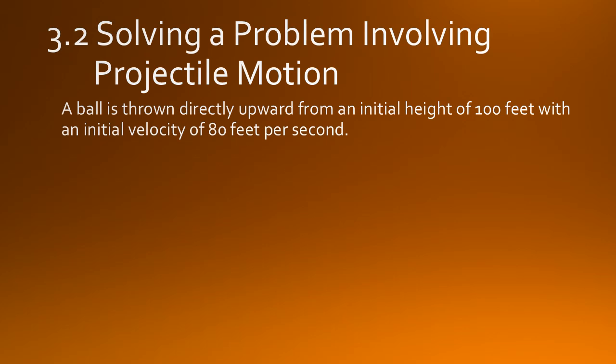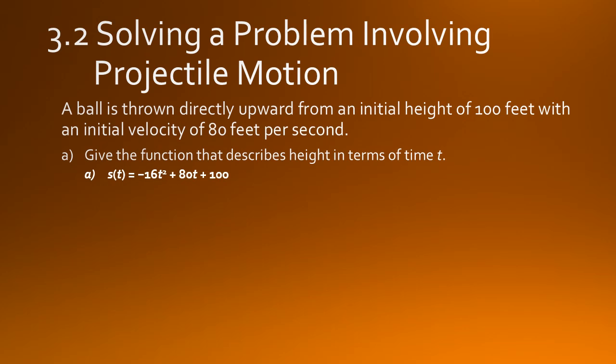So you have a ball that's thrown directly upward from an initial height of 100 feet, that will be our s sub 0, with an initial velocity of 80 feet per second, that will be our v sub 0. Give the function that describes the height in terms of time t. Okay, as we go through these, pause the recording in between the questions and see if you can do them, and then resume it to check your answer. Okay, all we did here was we put in our v sub 0 and our s sub 0.